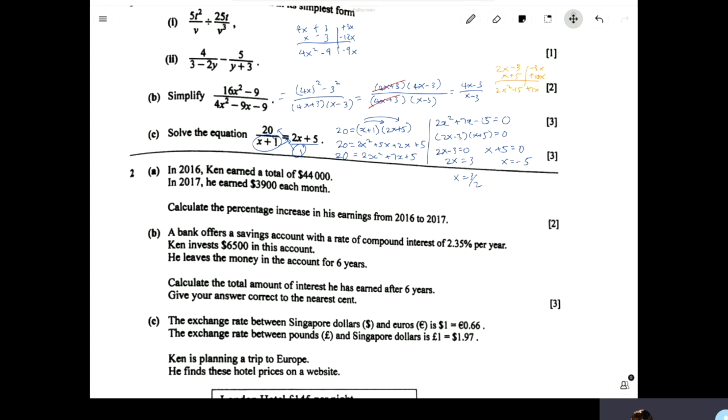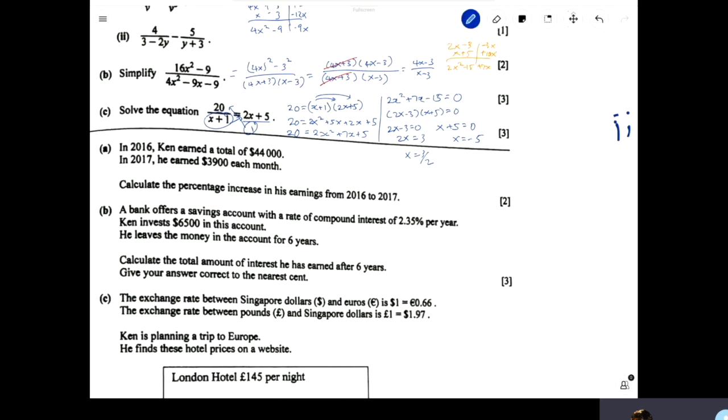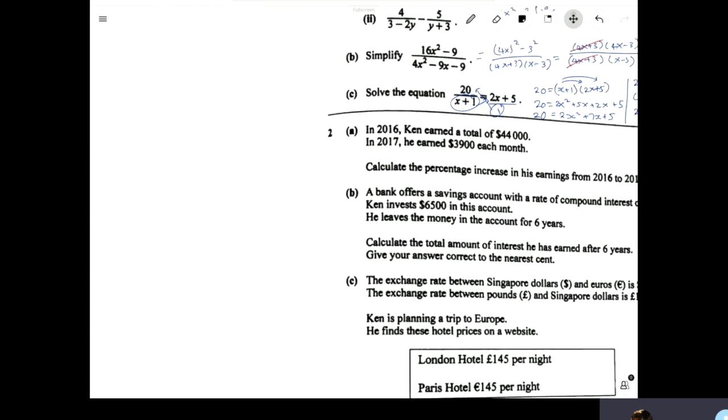Question 2a. So in 2016, Ken earned a total of 44,000. In 2017, he earned 3,900 each month. What is the percentage increase? Okay, so let's find 2017, 3,900 each month, 3,900 times 12.